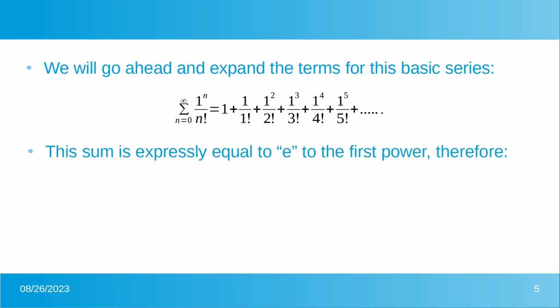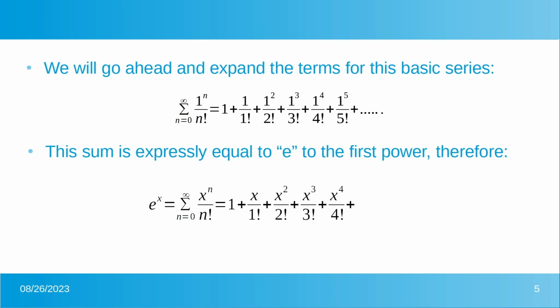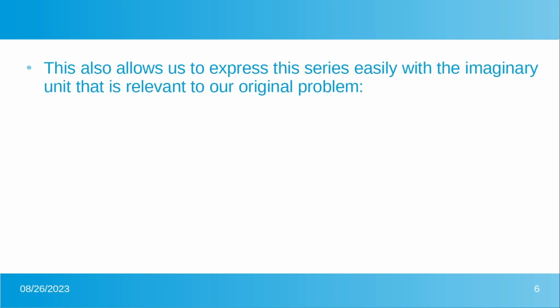This is e to the 1st power, so we can go ahead and figure out what e to the x is by just replacing that 1 in the numerator of the Taylor series with x. So far, pretty simple, especially compared to what we've been doing so far. This also allows us to express our series with the imaginary unit, as that will be very relevant to our original problem.